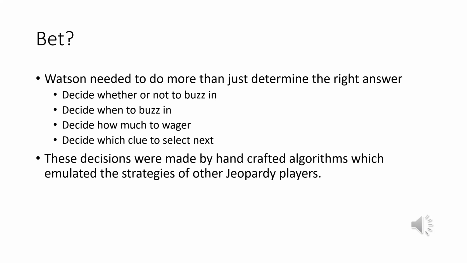Now that Watson can analyze a sentence and generate answers, Watson just needs to be able to play the rest of the game. So, now Watson needs to be able to not only use the buzzer, but decide whether or not it should buzz in, decide when it should buzz in, decide how much to wager, and decide which clue to select next when asked. These decisions were actually handcrafted algorithms created by the programmers at IBM, which emulated the strategies of other Jeopardy players.